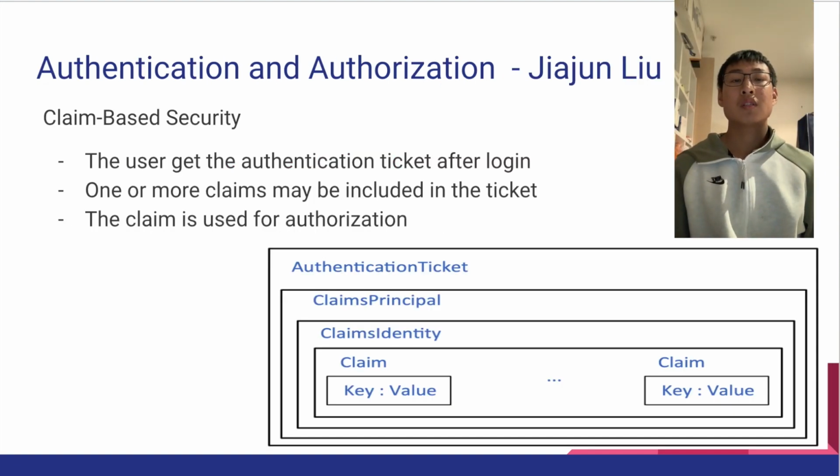In terms of authentication and authorization, we apply claim-based security. When the user is successfully authenticated through the login, the user will be issued an authentication ticket, which includes the claim principal, claim identity, and one or more claims. Some API endpoints in the controller components need authorization to access. The claims in the ticket will decide whether the user has the right to access or not.